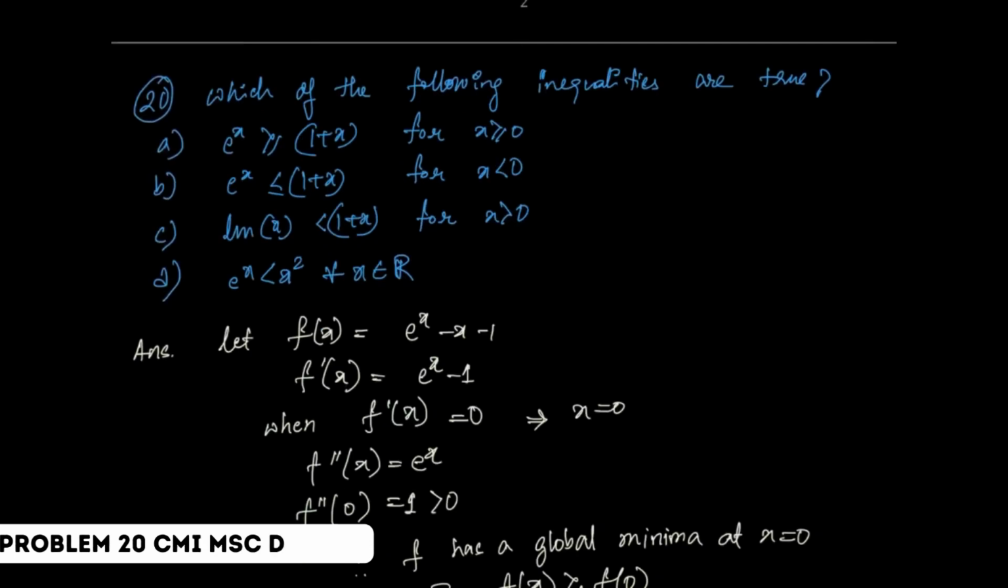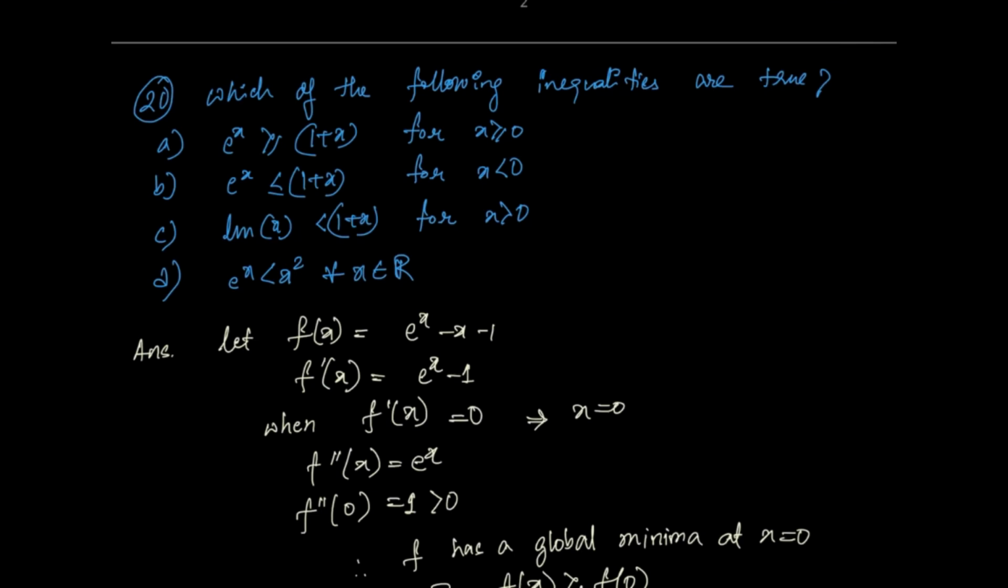We'll move to the last question for this one. It says, which of the following inequalities are true, and we've got 4 of them. So look at the first two. The first one says e to the power x is greater than or equal to 1 plus x when x is non-negative, and e to the power x is less than or equal to 1 plus x when x is negative.